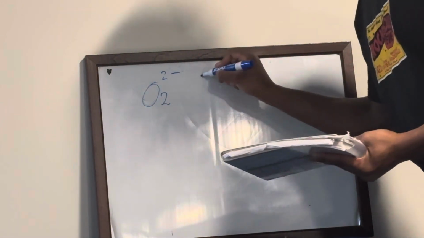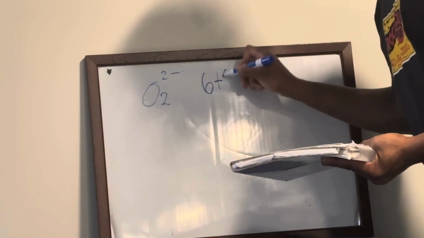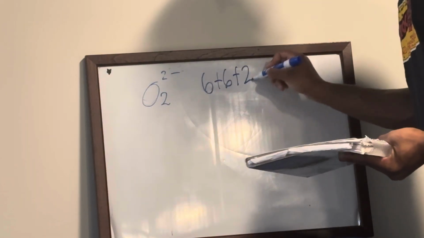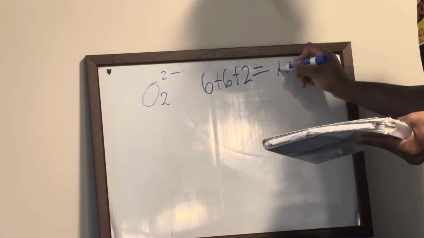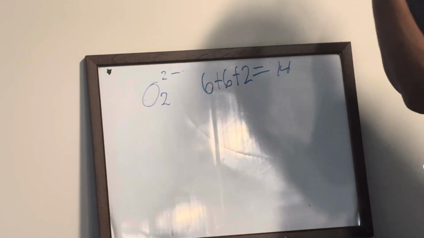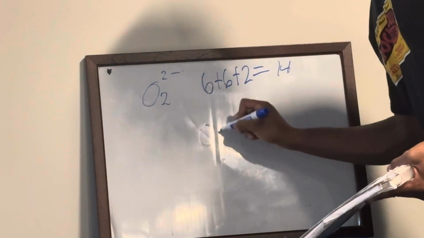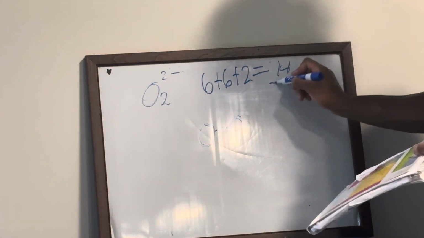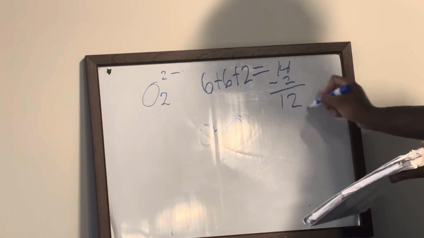So then we do 6. There are 2 oxygens, so 6 plus 6, plus the 2 minus electrons, so we add 2. That equals 12 plus 2, which is 14. So we have 14 available electrons. First thing we do is connect them, and that is minus 2, which gives us 12.